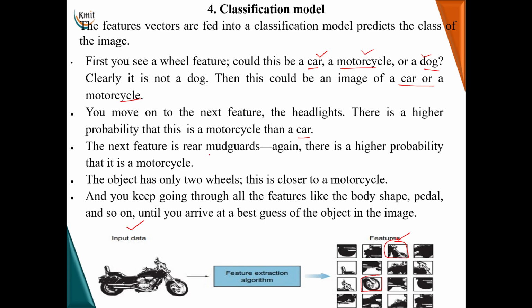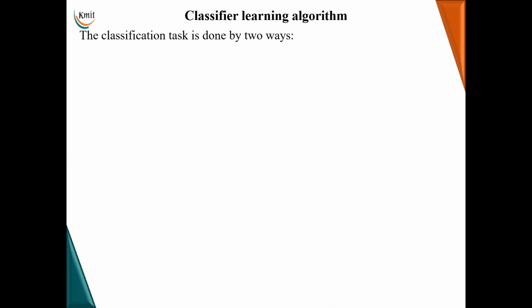The next feature the machine will consider is mudguards, and it goes on taking one feature after another and tries to find the probability of that image belonging to either dog, car or motorcycle. This process keeps going through all the features like the body shape, pedal and so on until the machine arrives at a best guess of the object in the image. So this is the process by which the classification model performs the classification task to label a particular image.